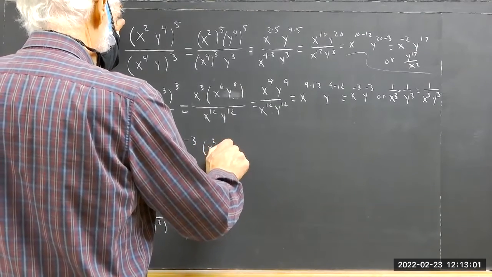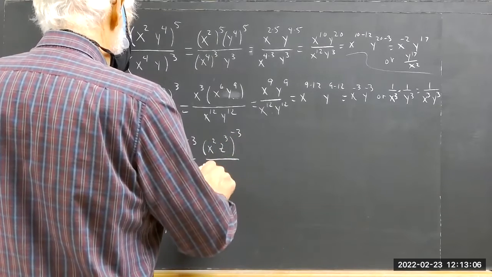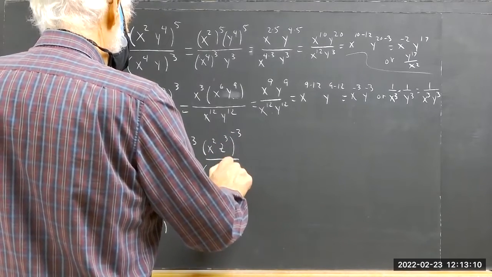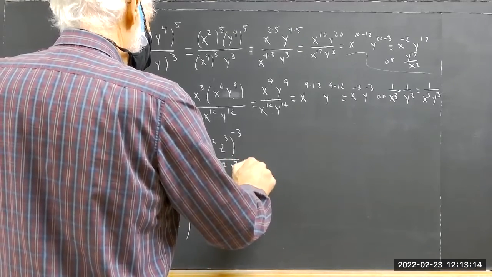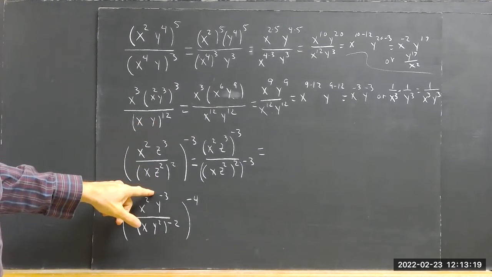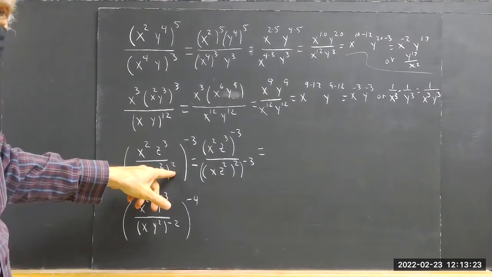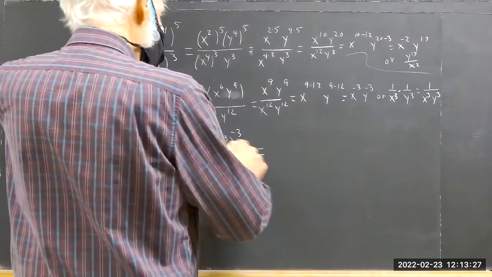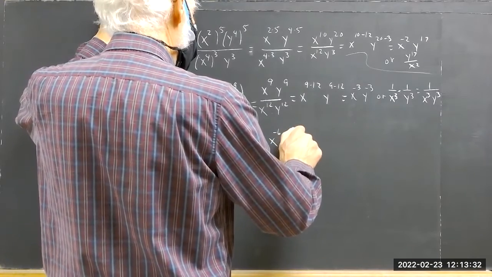x squared z cubed to the negative 3 divided by x z squared to the negative 3. In other words, numerator to the negative 3, denominator to the negative 3. Of course, the denominator has a power. Okay. So we could write the numerator, of course, that's going to be x to the negative 6, z to the negative 9.